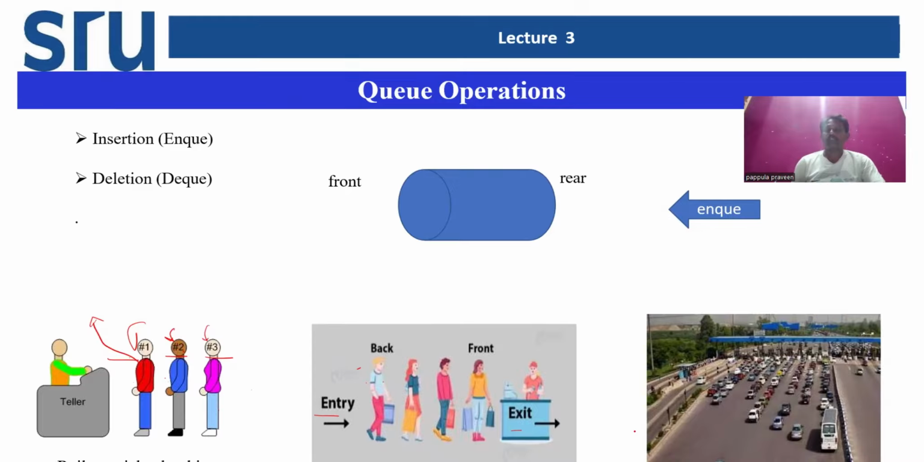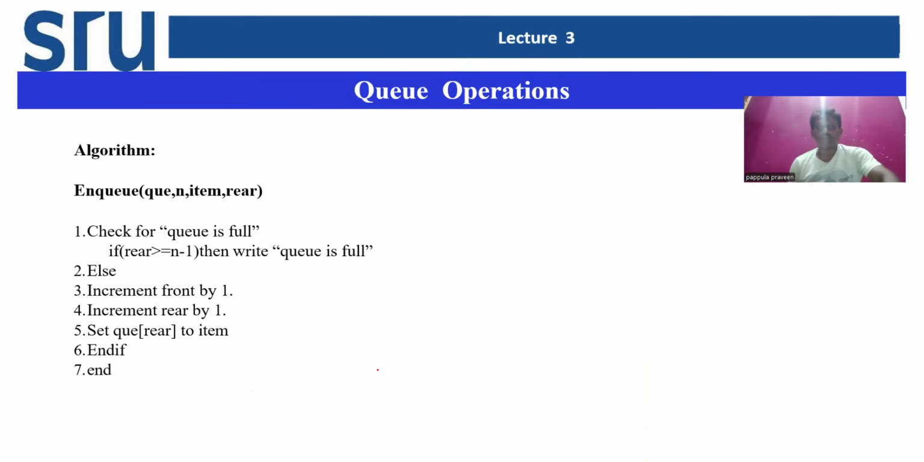One more example is the traffic signal. At a toll gate, we follow the sequence. This is the first one; after this bus exits, the second car will exit, because it also follows the first in, first out manner. You observe here, students: one is railway ticket booking, another is the shopping mall, and the third is the toll gate.